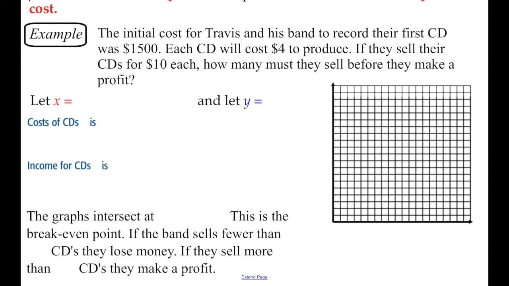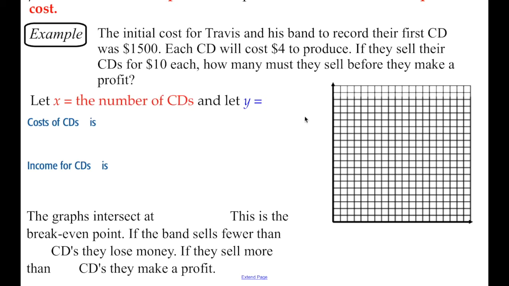So here's an example for us. The initial cost for Travis and his band to record their first CD was $1,500. Each CD costs $4 to produce. They're going to sell them for $10 each. How many do they have to sell before they make a profit? So a very practical, real-world example for us.